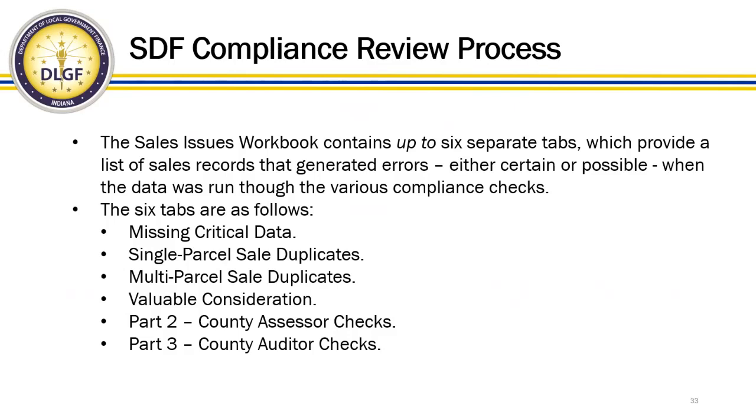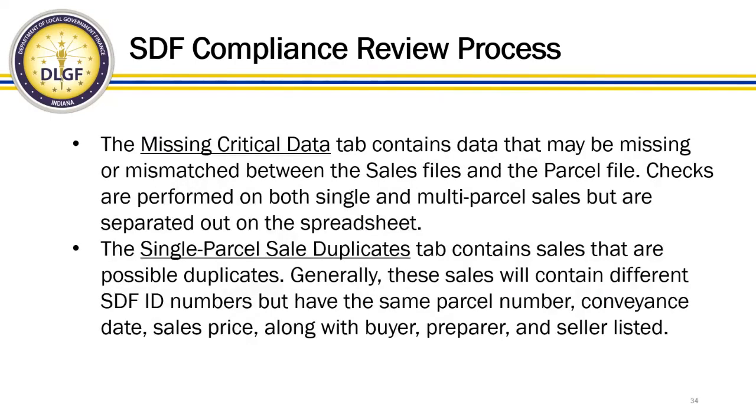But going back to the main point here, your Issues Workbook will have up to 6 separate tabs, but it may have fewer if there weren't errors found for each of these different types of checks. So talking in more detail about the various tabs on the Issues Workbook, if I were to prioritize the tabs and say, okay, this one is the most important tab to focus your review on, I would say the Missing Critical tab is by far the most important tab on the Issues Workbook.